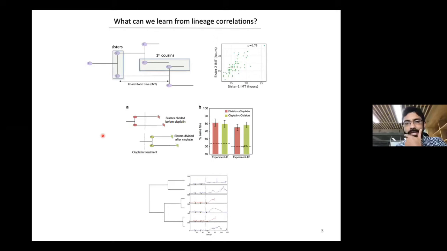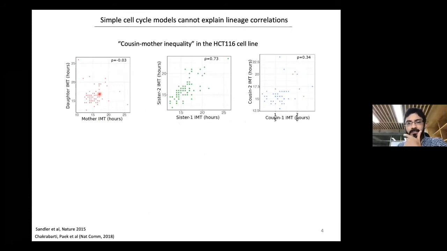So it turns out that if I start looking at these kinds of intermitotic time correlations, there's a very interesting phenomenon that we start observing. And this is, we did this in a particular cell line called HCT116, which is a cancer cell line. It's a colon cancer cell line. But in fact, it has been seen in many other cells as well. So the observation is the following. If you look at the mother-daughter correlations in intermitotic times, you see that basically there is no correlation. So rho here is the Pearson correlation, okay? So there's no significant correlation over here.